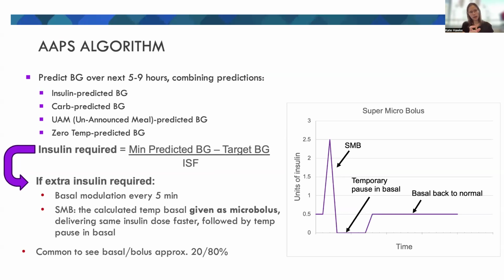In aAPS, on the very next 5-minute loop cycle, that will be revisited and you may get another SMB at the next 5 minutes. So this continues to be reevaluated every 5-minute loop cycle. Because of the nature of these SMBs and how we are delivering a lot of our insulin needs via SMBs, it's relatively common to see a basal bolus split of about 20% basal, 80% bolus, for example. So don't necessarily consider that when you see that split, something is wrong with the distribution.